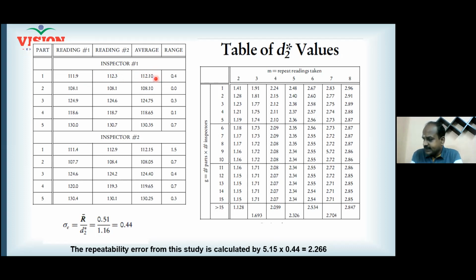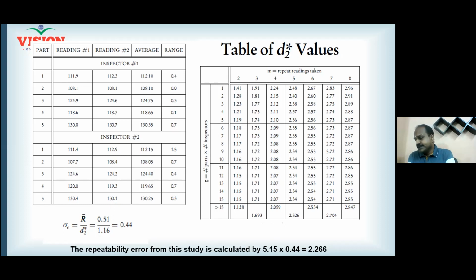Can you calculate the average? Like how we calculated average? Yes, there are two readings for part 1 by inspector 1, the average is calculated. Range can also be calculated. Since there are 5 parts, there will be 5 averages and 5 ranges. Same way you do it for inspector number 2 also. Overall, totally there are 10 ranges and 10 averages.